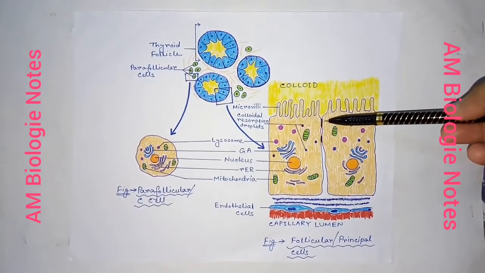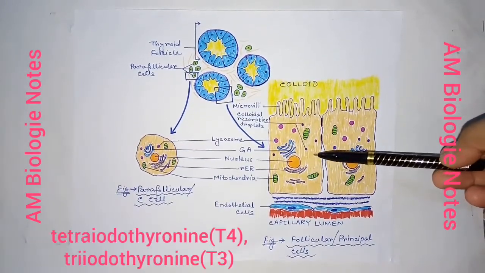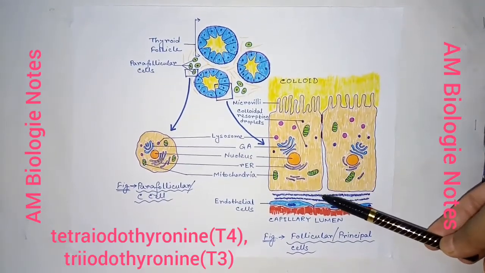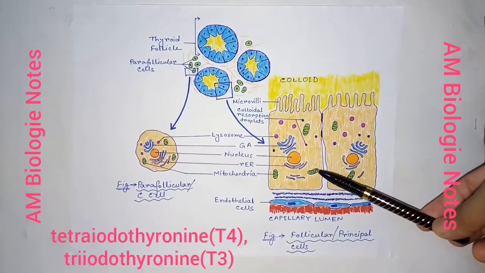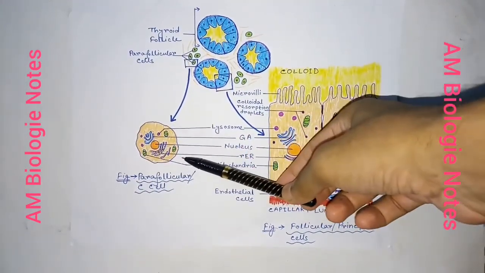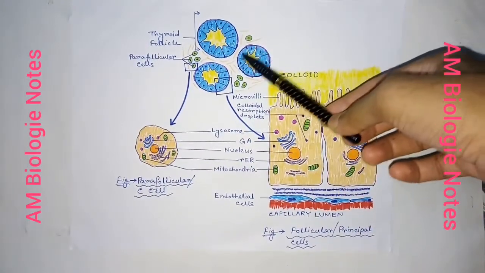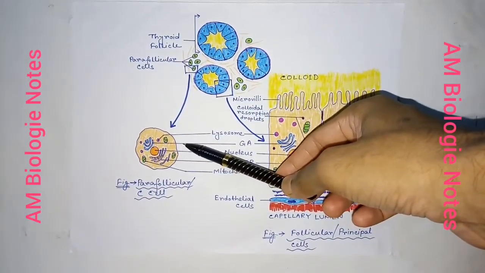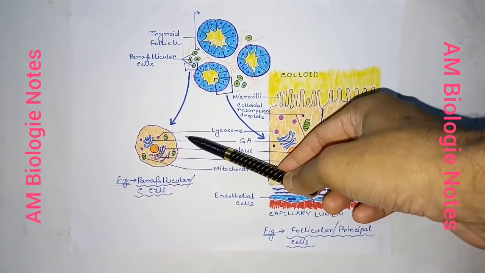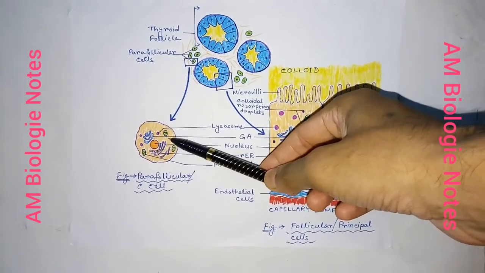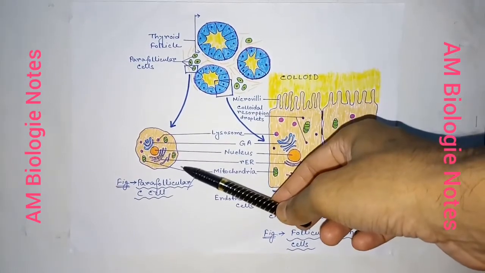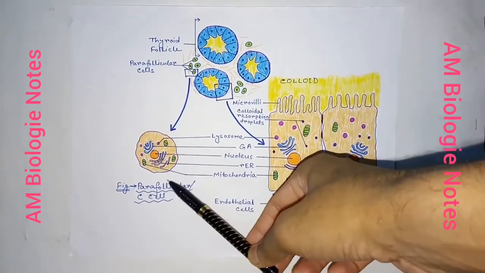The follicular cells are responsible for production of thyroid hormones, tetraiodothyronine or T4 and triiodothyronine or T3. This is a parafollicular cell or C cell. These cells have no exposure to the follicle lumen. In routine hematoxylin and eosin preparations, C cells are pale staining and occur as solitary cells or small clusters of cells. They are difficult to identify with light microscopy.